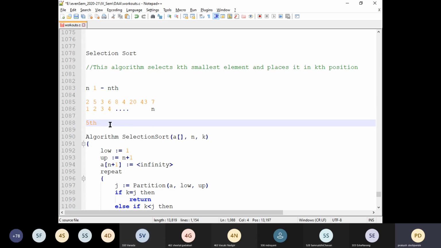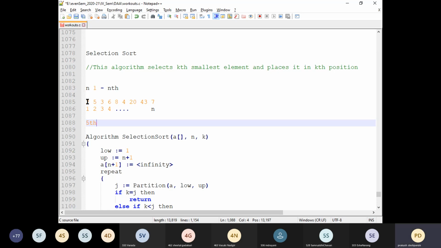Yes, sir. Now, what about the element which can be placed at the 7th position? 7. 8. 7 is wrong. It is 8. Now, this particular algorithm helps us to find such a value. Whatever position we take, suppose I take a position kth in general, then this algorithm will help me in finding the correct value which can be placed at that particular kth position.